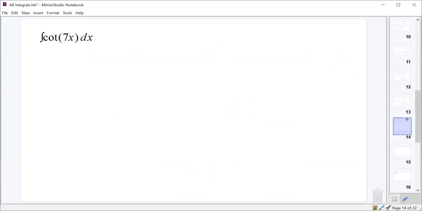The integral of cotangent 7x dx. Since we now know what the integral of cotangent is, what could we do for a substitution here? Just let u equal 7x. Okay, so if u is 7x, then du will be 7 dx. And we'll end up with what? An integral of cotangent u and a dx, and so we'll have to throw in a 7 and a 1/7. That makes sense to everyone?